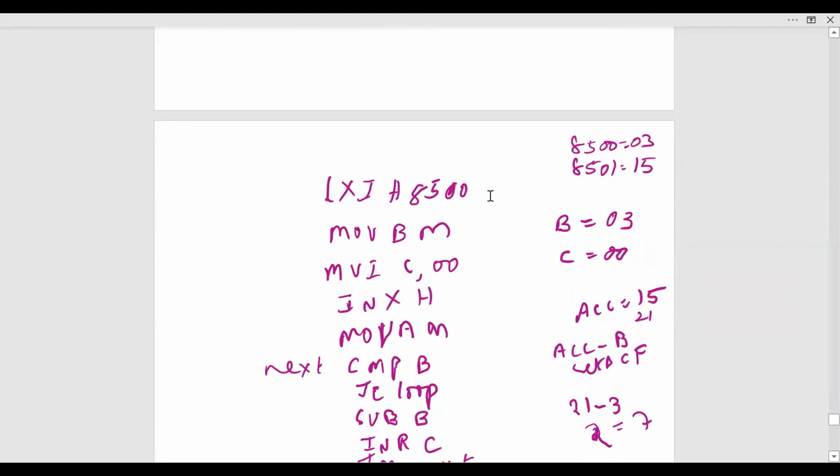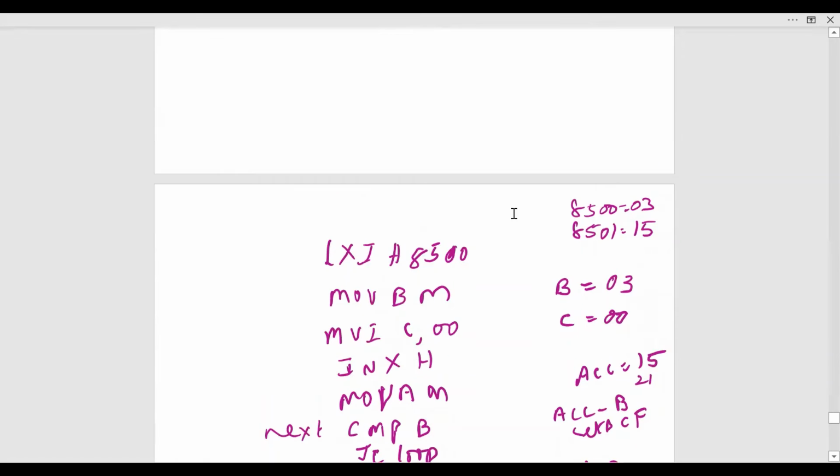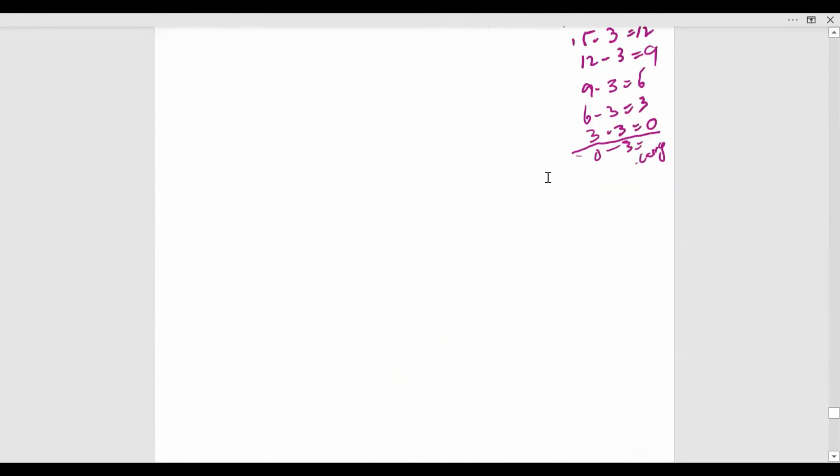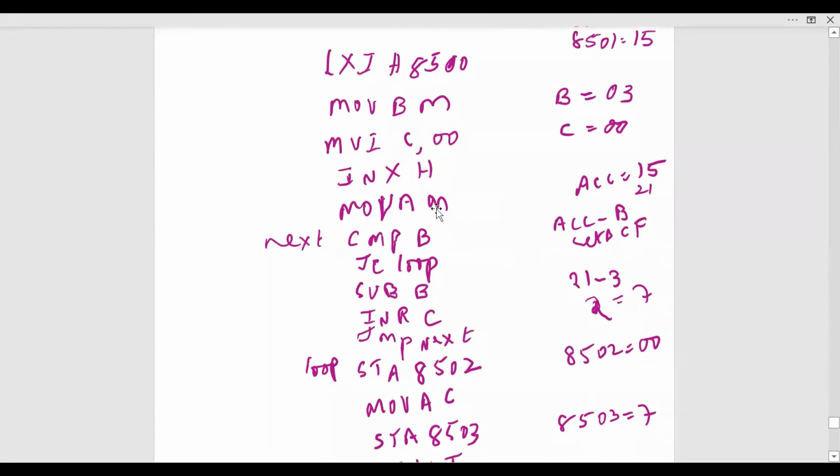So first get 8500 in the HL pair, the address in the HL pair. Then move the contents of the HL pair, that is the contents of 8500, to B. So the divisor is in B and the dividend is in the accumulator. And C is initialized to get the quotient value. So increment H, move A, comma M. First we keep comparing. Compare, and if there is a carry, that is the final result.